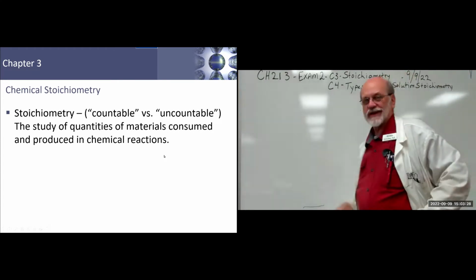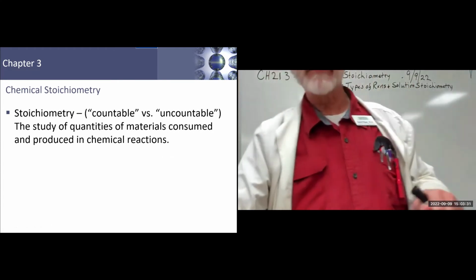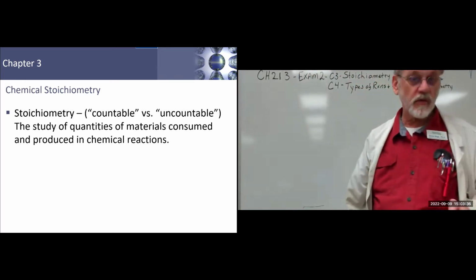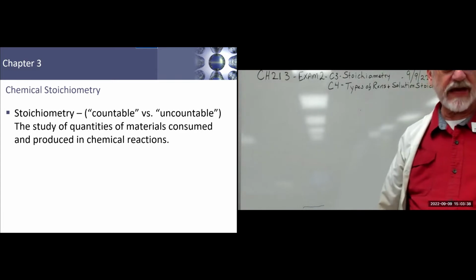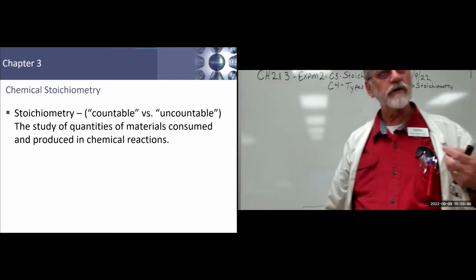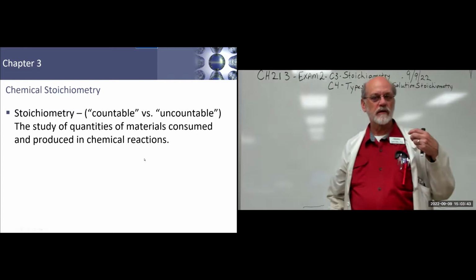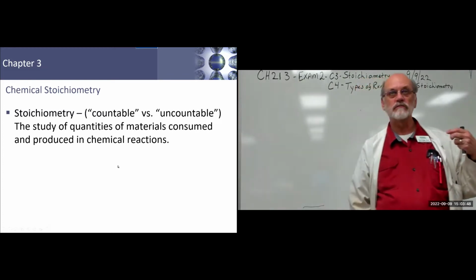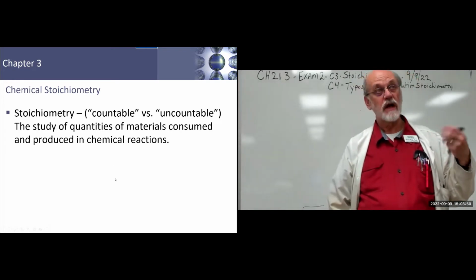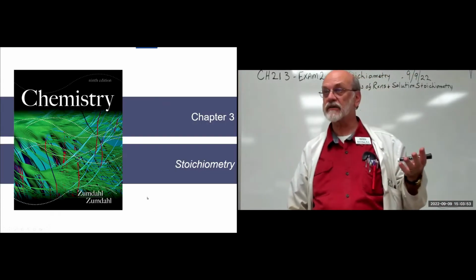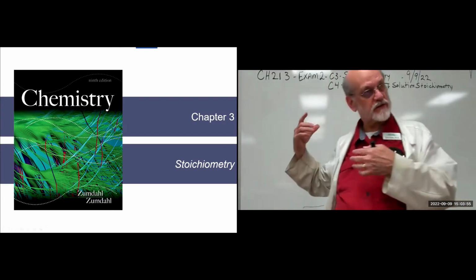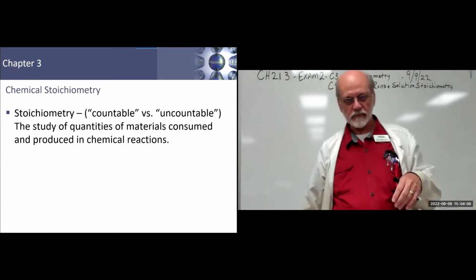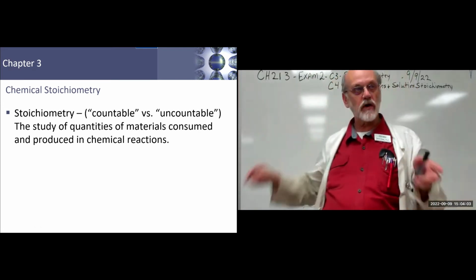So chapter 3 is on stoichiometry. Fancy name. Stoichiometry comes from a German word that means countable. And it refers to the way that we use balanced chemical equations to budget where the reactants go. You put in a certain amount of reactants, and they come out the other side as products. How we keep track of those is called stoichiometry.